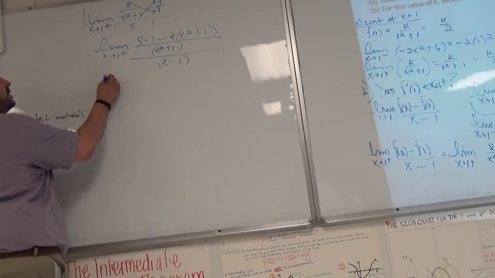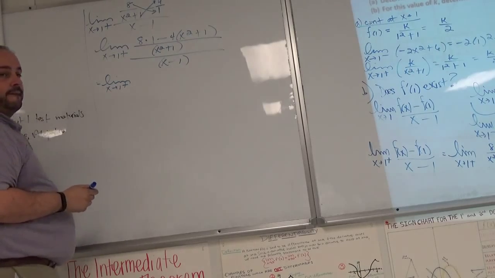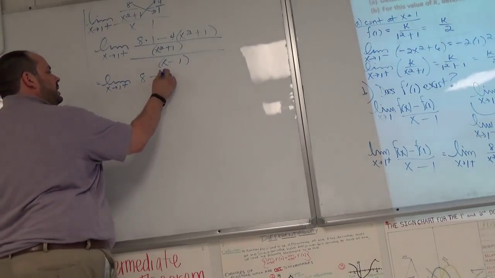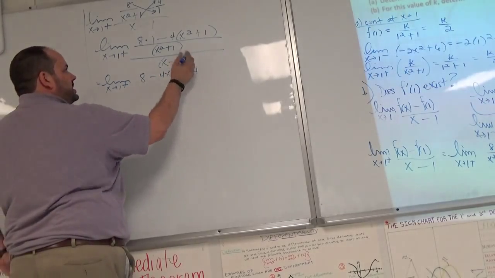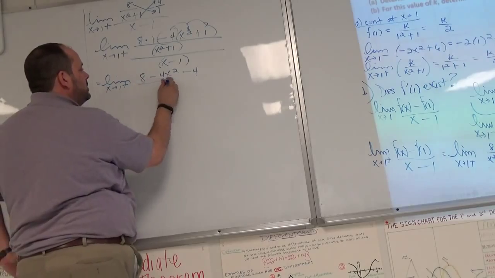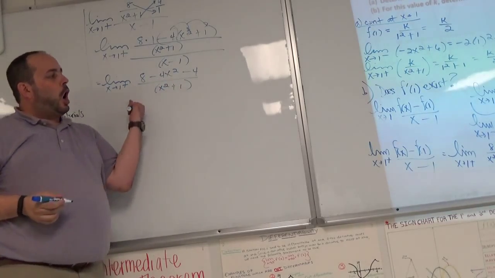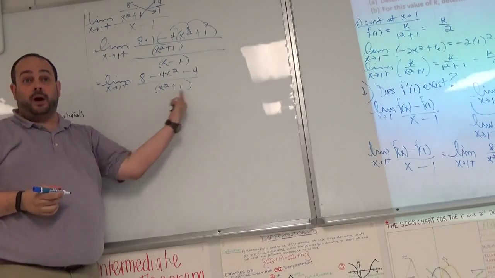It turns to the limit as x approaches 1 from the right. Yep, 8, yep, minus 4x squared, yep, minus 4. Okay, so it sounds like you took that -4 and you distributed it through. That's good. Over x squared plus 1. A little bit over. All that's still over x minus 1, right?